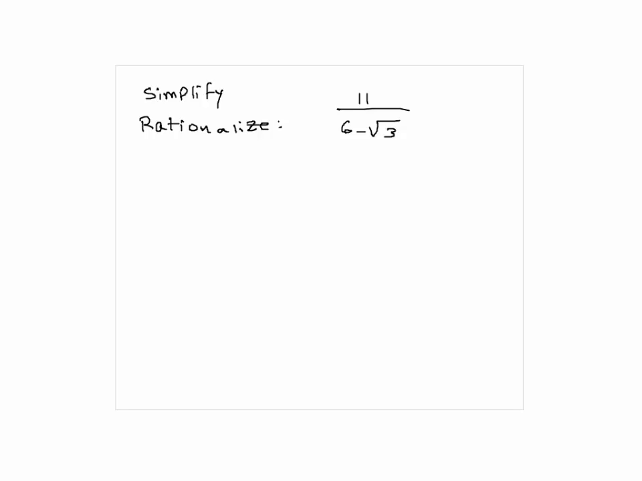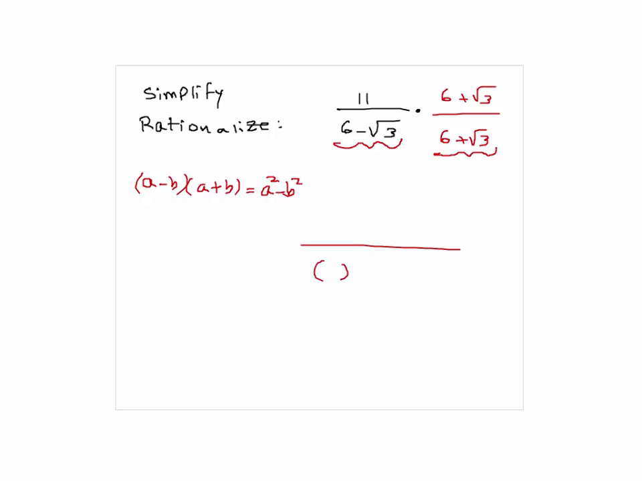Yeah, that's called conjugate. So we multiply it by its conjugate, would be 6 plus radical 3. Very good. Now the reason here is because if I have a minus b, if I multiply by its conjugate a plus b, this will give me a squared minus b squared. That's the difference of squares. So in this case, your a is 6 and your b is radical 3. So at the bottom of the fraction, I get the first term squared, which is 6, minus the second term squared, which is radical 3.